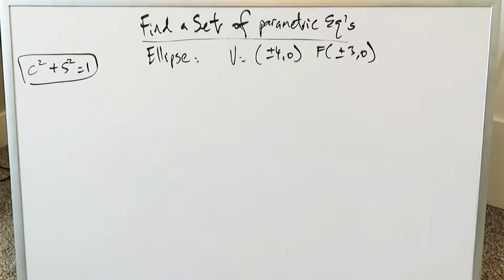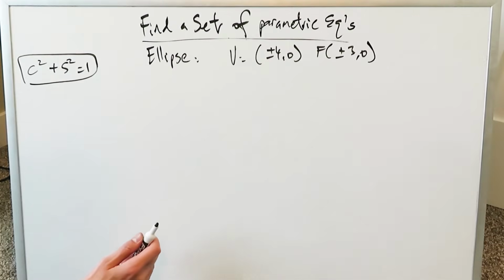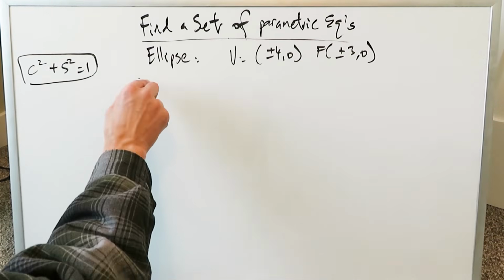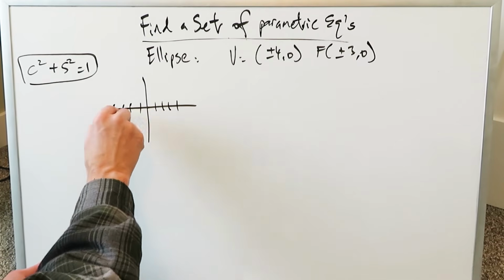We have an ellipse over here which has vertices plus and minus 4 comma 0, focal points plus and minus 3 comma 0, and we have to develop a set of parametric equations. How can we do that? Well, if you were to graph this out, it would very much guide you into the procedure.